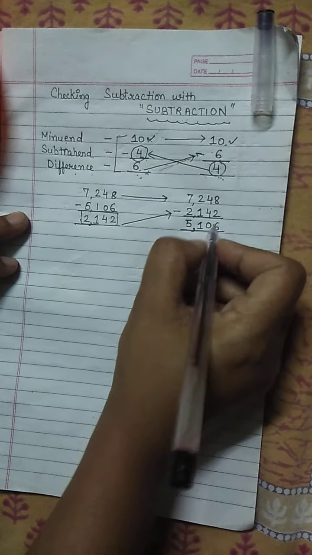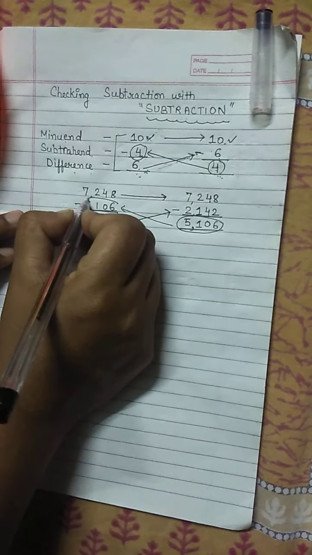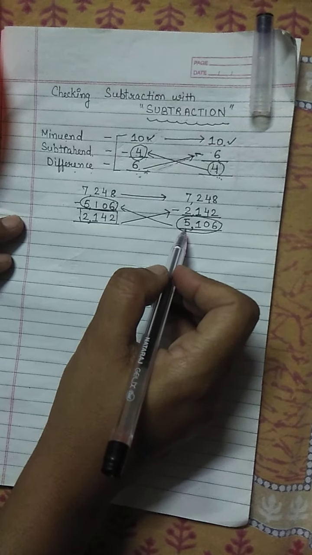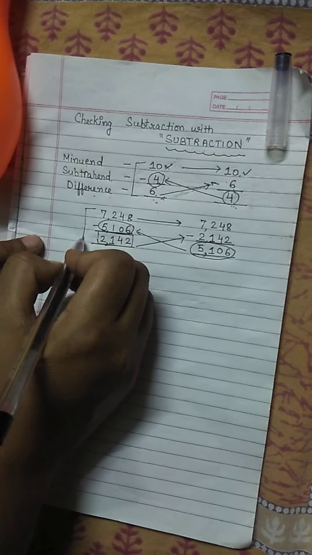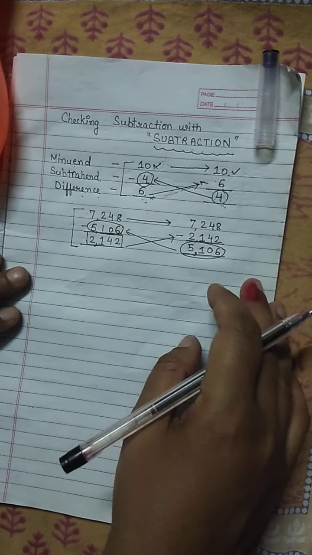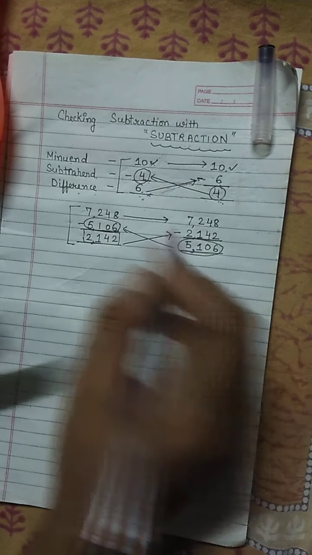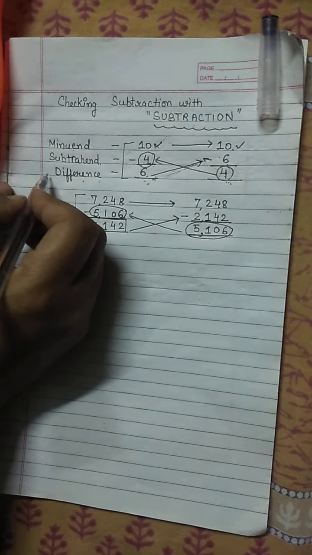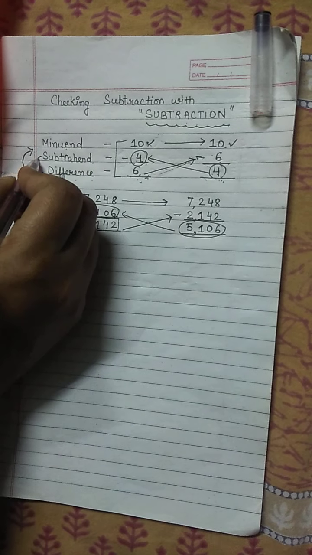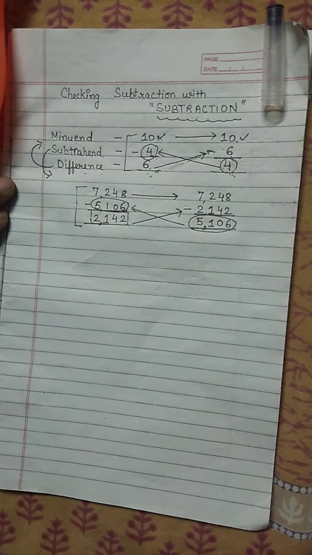Now this number is the same as this number, 5106? Yes, of course it is the same, right? So this means that the sum which we did is correct. So this is how we are going to check our subtraction with the help of subtraction. You just have to exchange the places. Just keep the difference at the place of subtrahend and your answer will be the same number as your subtrahend was. Okay, thank you.